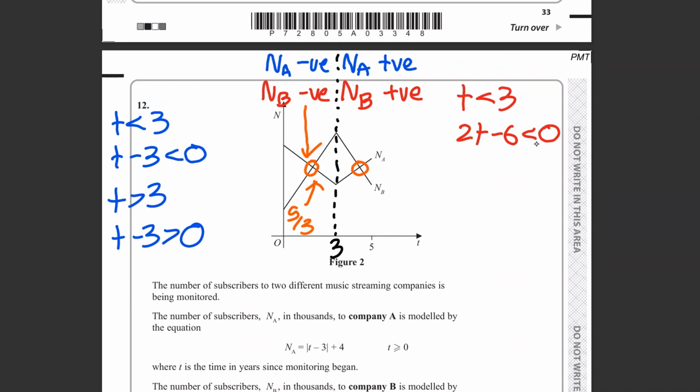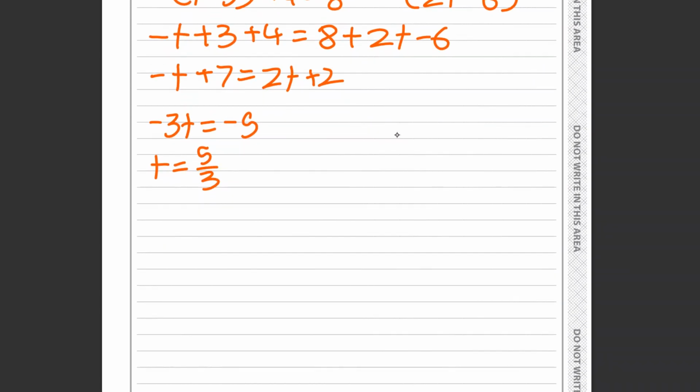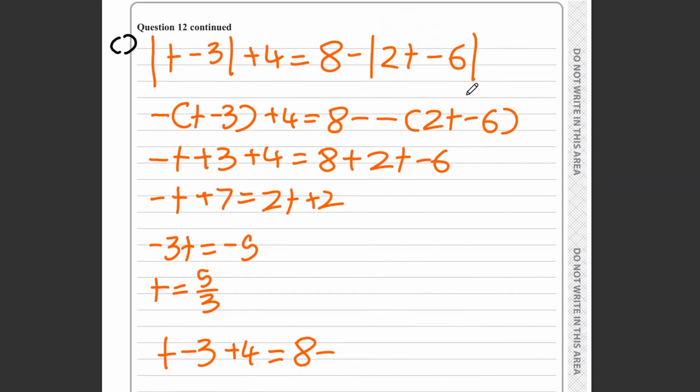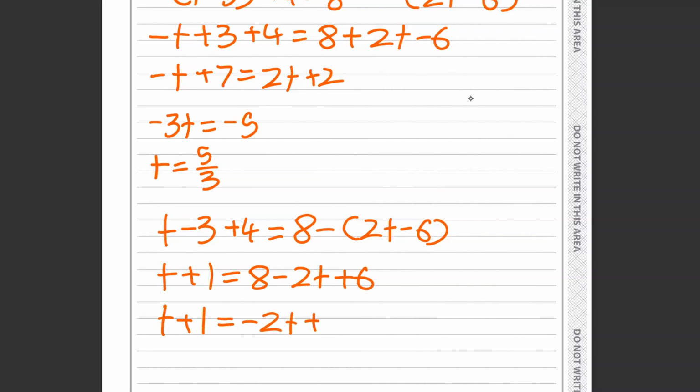If we look at this point of intersection here, we know that the functions inside the modulus for both NA and NB are both going to be positive. So we can use this information. We can say that this t minus 3 is going to be positive, and then it's going to be plus 4. And this is equal to 8 minus, and we know that this 2t minus 6 is going to be positive. So this here is going to be t plus 1, and this is equal to 8, and if we expand this bracket, it's going to be minus 2t plus 6. So this is going to be t plus 1 is equal to minus 2t plus 14.